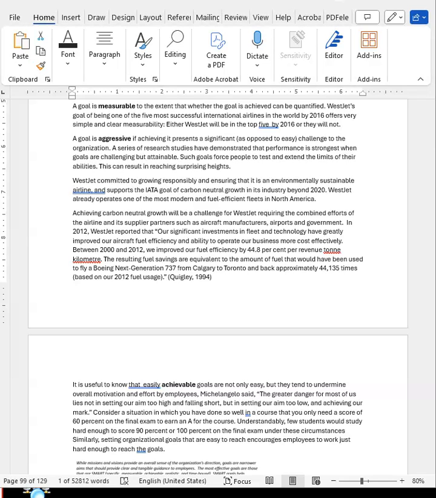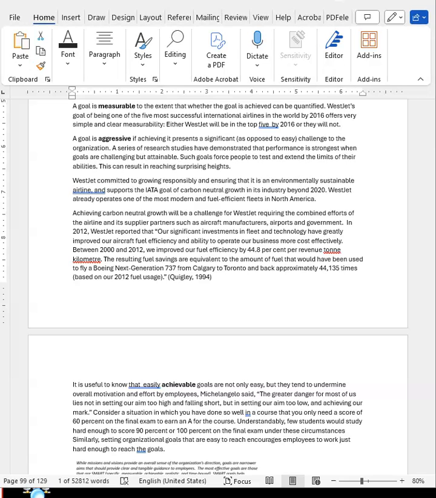A goal is aggressive if achieving it presents a significant, as opposed to easy, challenge to the organization. A series of research studies have demonstrated that performance is strongest when goals are challenging but attainable. Such goals force people to test and extend the limits of their abilities. This can result in reaching surprising heights.